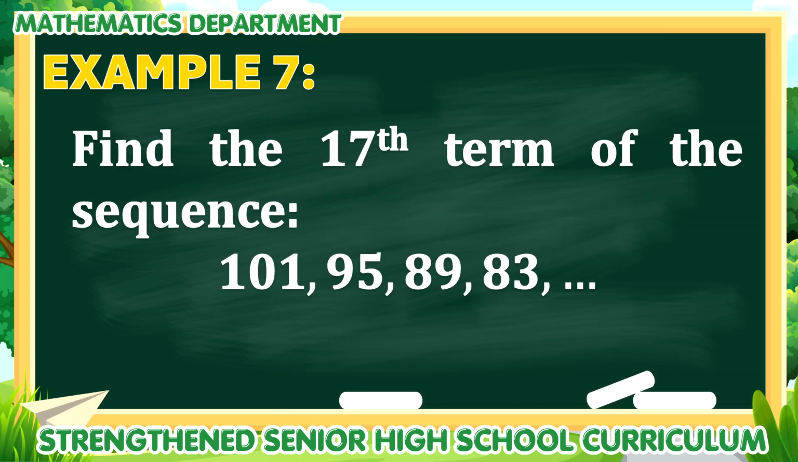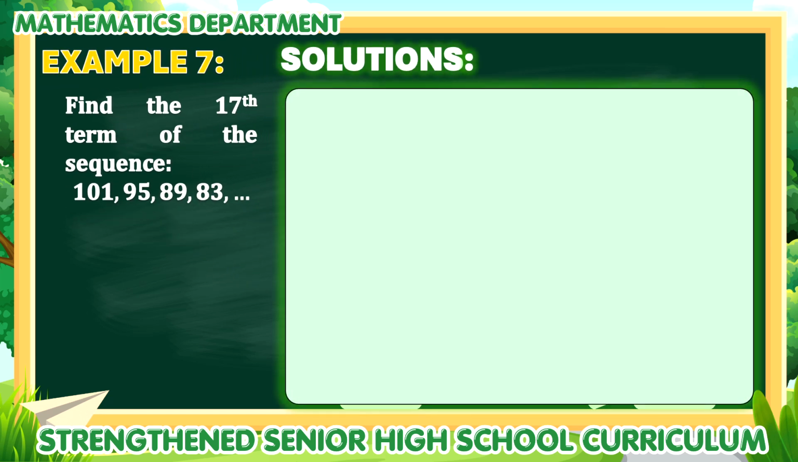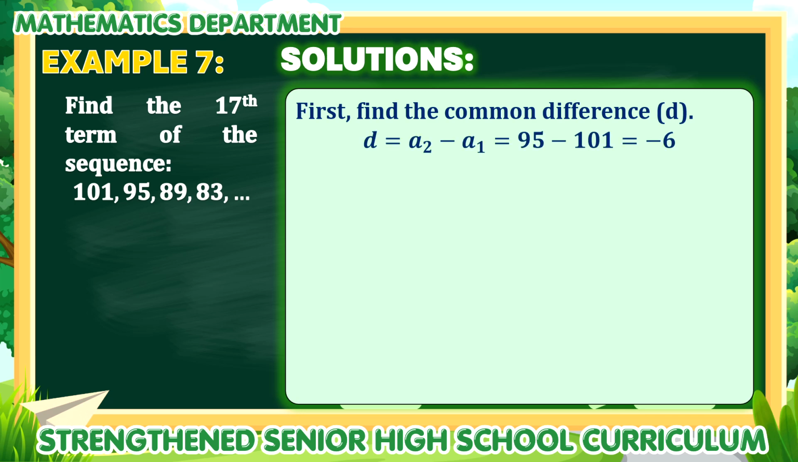For our next example, find the 17th term of the sequence 101, 95, 89, 83, and so on. Following the same procedure as the previous example, we first find our common difference. That is by subtracting our consecutive terms. We can use the first two terms, that's 95 minus 101, and that gives us a result which is negative 6.